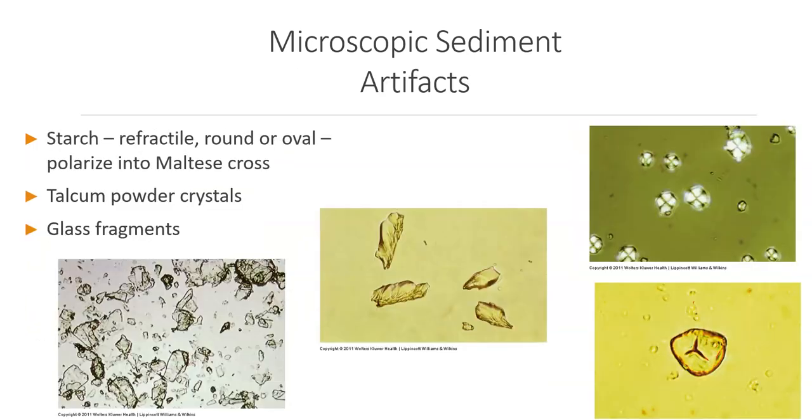As a student, one of your biggest challenges will be differentiating artifacts from real elements in the urine. Artifacts or junk may be seen. Starch is seen as refractile, round or oval, and will polarize with a Maltese cross. Talcum powder crystals can be seen, and the photo below the Maltese crosses is an example. Another problem can be glass fragments if you're using glass slides instead of the Kova slides.